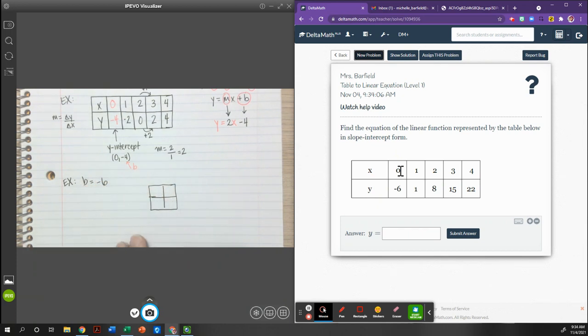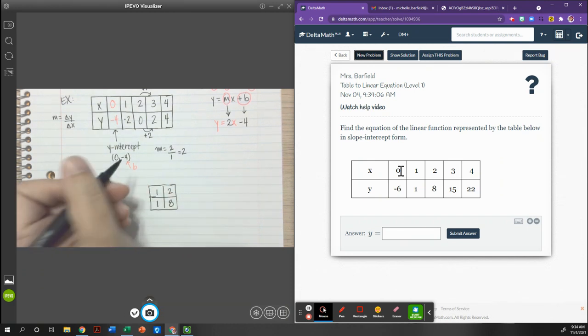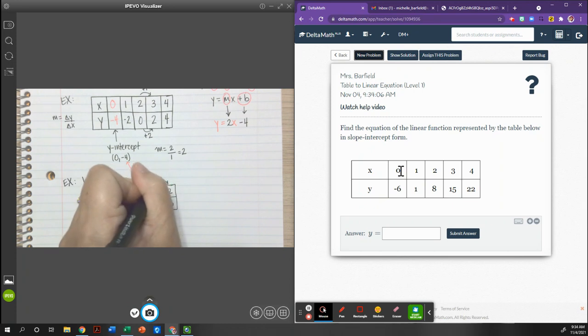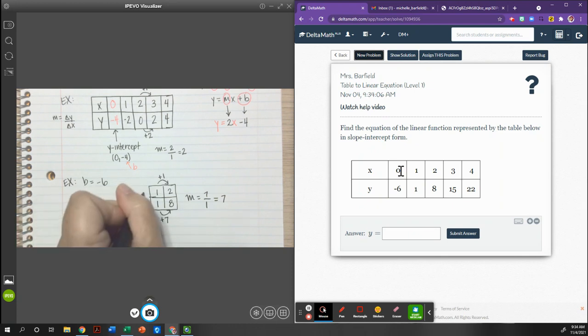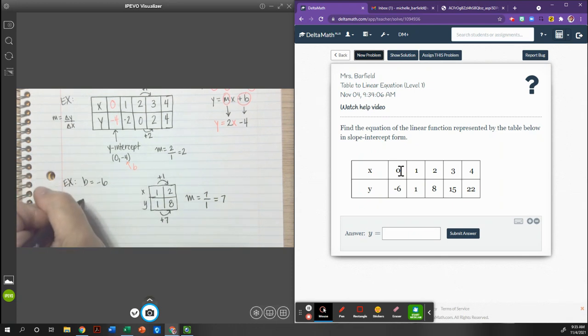So you have a reference in my notes, let's just say I used (1, 1) and (2, 8). To get from 1 to 2, that's plus 1. To get from 1 to 8, that is plus 7. So my slope is 7 over 1, which is 7, because remember, this was x and this was y, so I put y over x. So now I know that m equals 7.